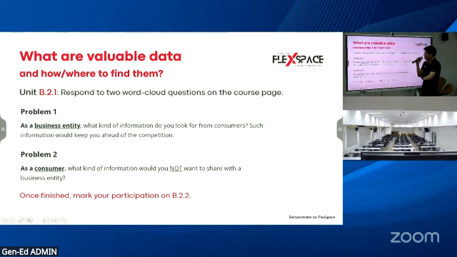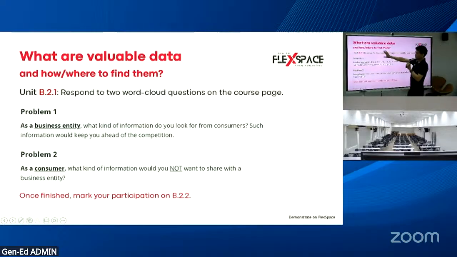And so we have an activity for today. The first activity for today is in unit B.2.1. If you are on the FlexSpace platform, please kindly browse to unit B.2.1. Respond to the two word cloud questions on the course page. So if you click on unit B.2.1, I will show you on the FlexSpace soon. Now let's discuss what you have to do first.